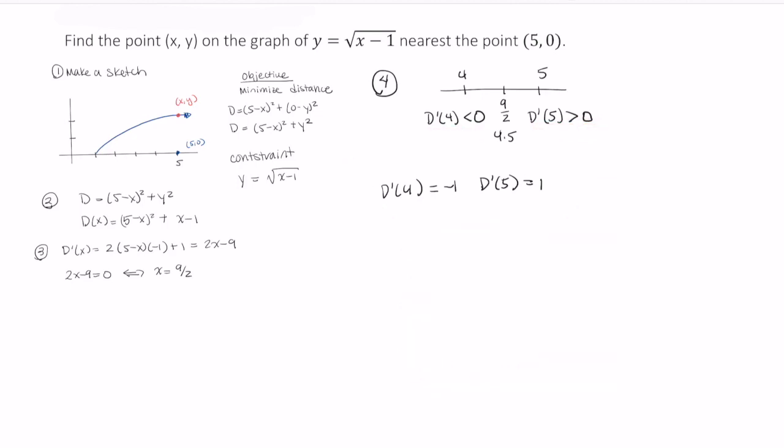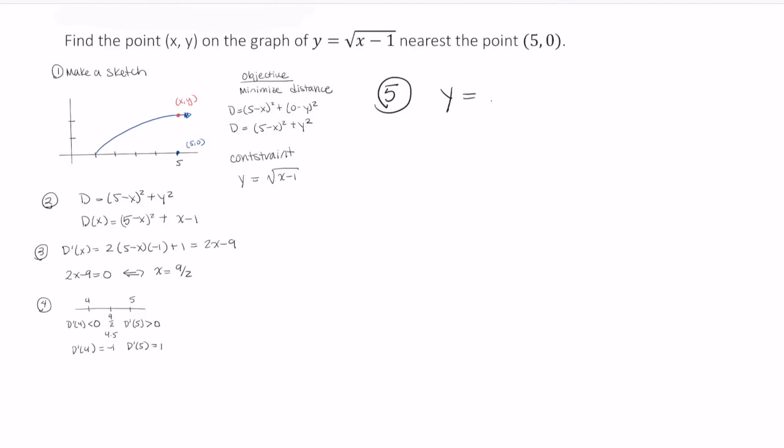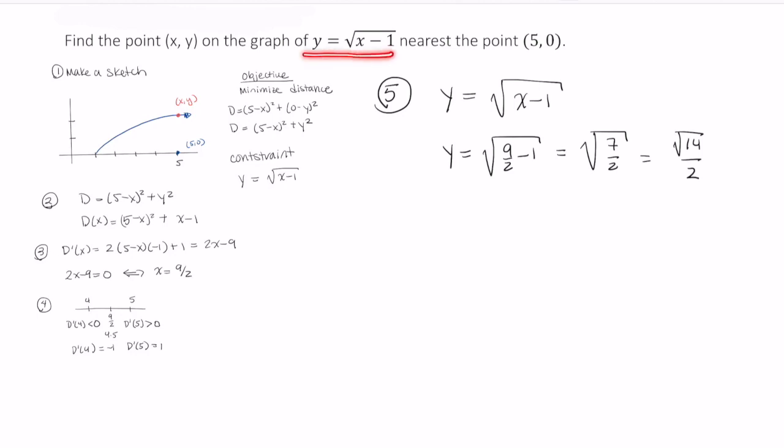Now that that is done, we can use the critical value and our constraint to solve for any other unknowns. In this case, we're looking for y, since we need the point (x, y) on y equals the square root of x minus 1 closest to (5, 0), and we only have the x value. So let's find the y value. We have y equals the square root of x minus 1. Substituting x equals 9/2, we end up with the square root of 9 over 2 minus 1. That is equal to the square root of 7 over 2. Rationalizing the denominator, we end up with root 14 over 2. So the point on y equals the square root of x minus 1 nearest (5, 0) is actually (9/2, root 14 over 2).